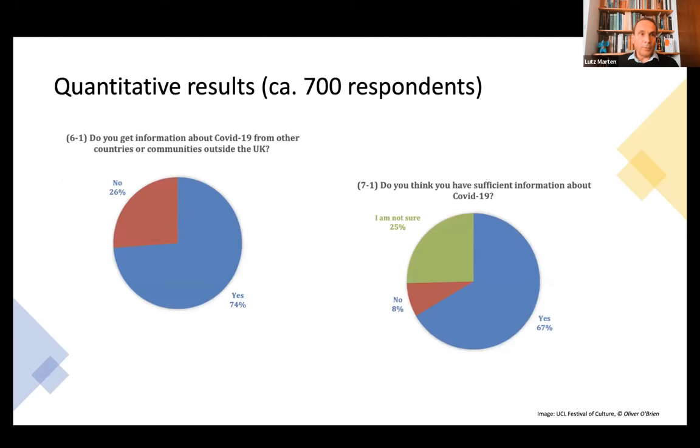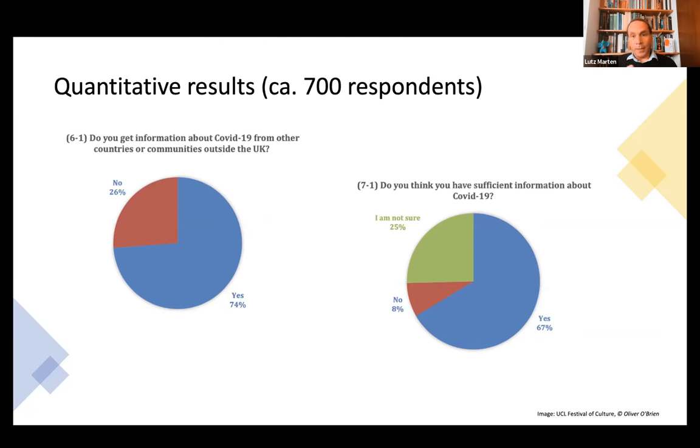Briefly on the results, we have quantitative results. About 700 respondents have answered our questionnaire. And two answers I have here, which are interesting: about three-quarters of our respondents say they get information on COVID-19 from outside the UK, from other countries or communities. So this is a really high proportion of our constituency. That is, people draw on both UK information and information in other languages from other parts of the world.